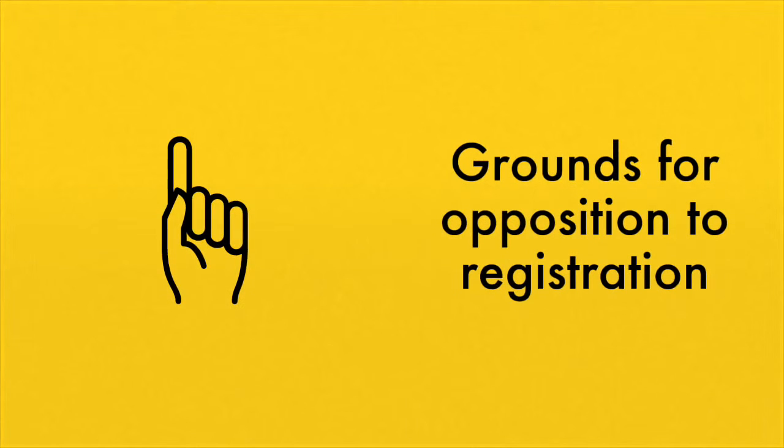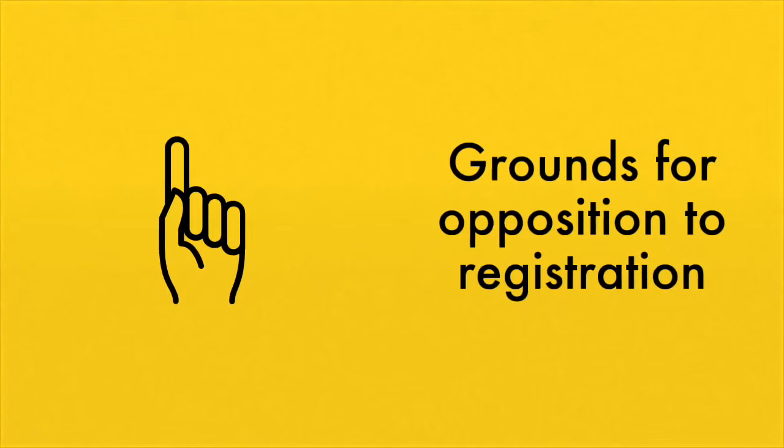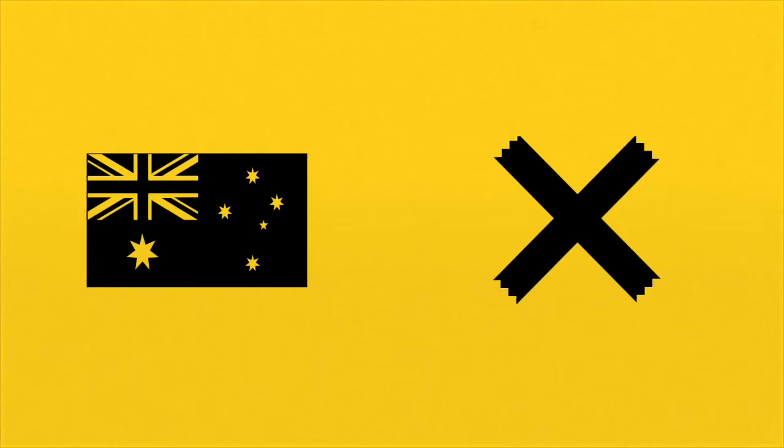Let's now look at the why. There are three broad groups of bases for an application under Section 88. Firstly, under subsection 2A, an application can be made on any of the grounds that the registration could have been opposed or rejected by the registrar, except that the trademark cannot be represented graphically. These grounds are set out in the Act, but an example is that the trademark contains a sign that is not to be used, such as the Australian flag.